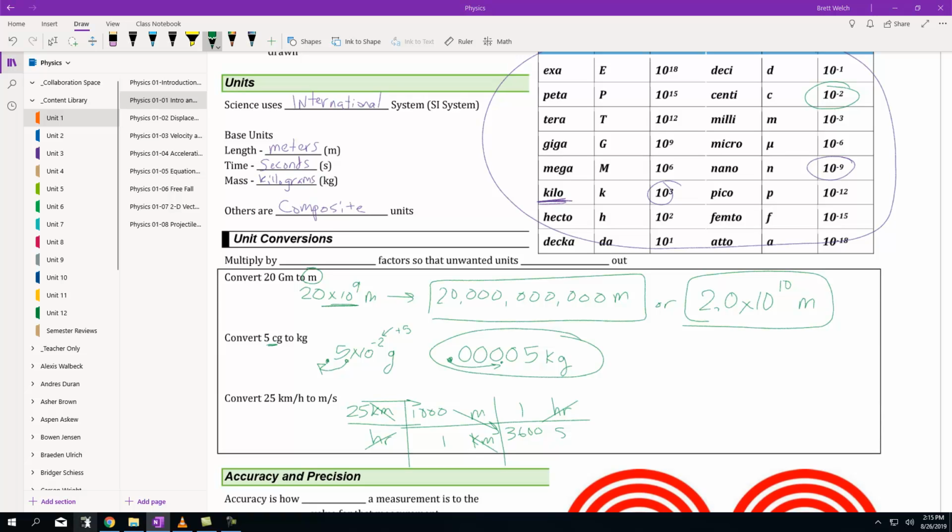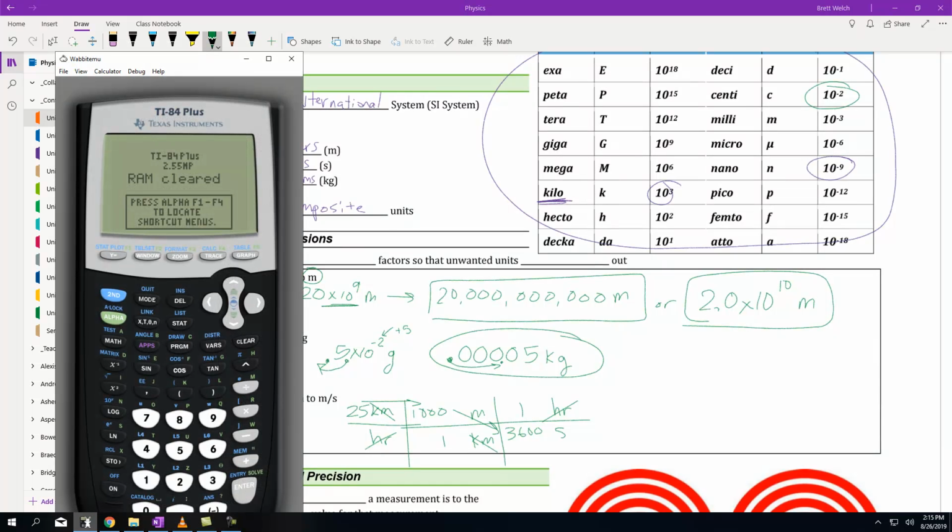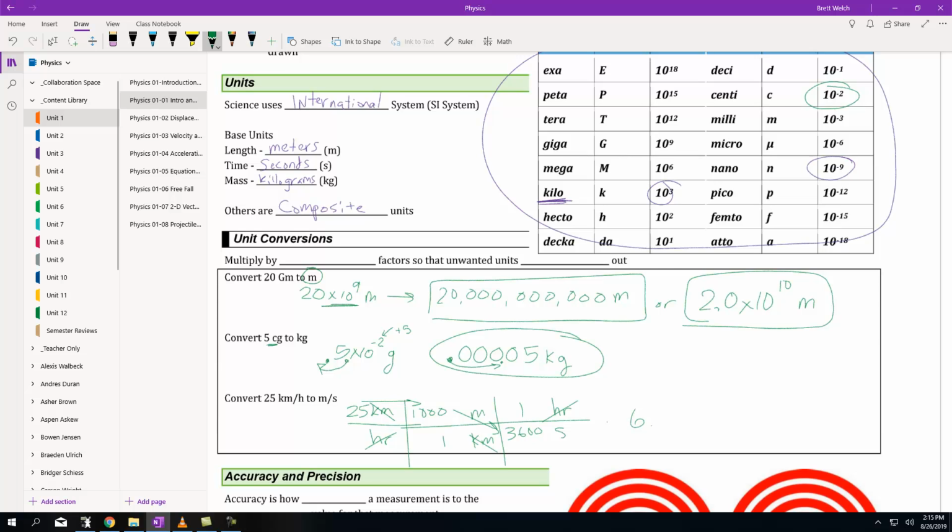Let's see if we can do that real quick here, if I get my calculator to turn on. There we go. So I'm taking 25 times 1,000, and I'm dividing it by 3,600, and I get 6.94 meters per second. Okay.